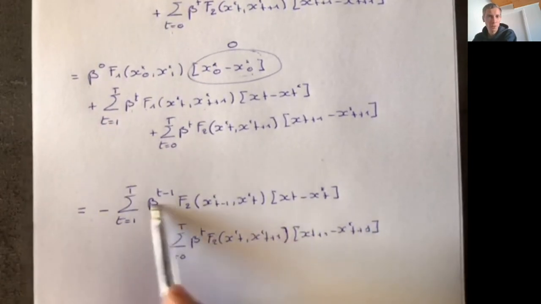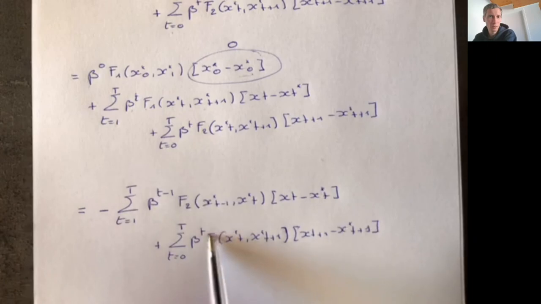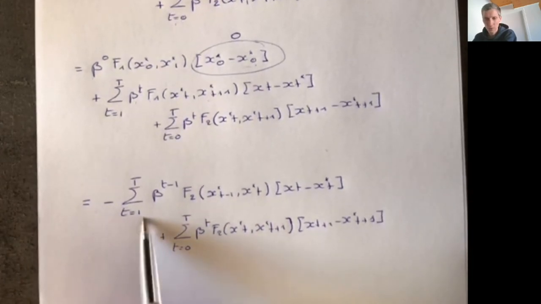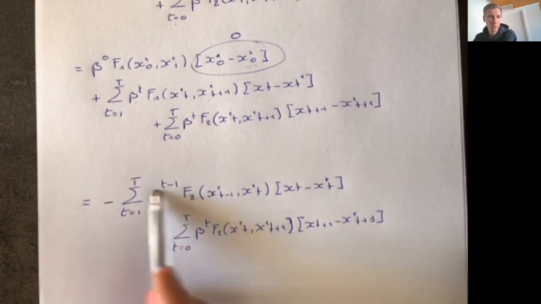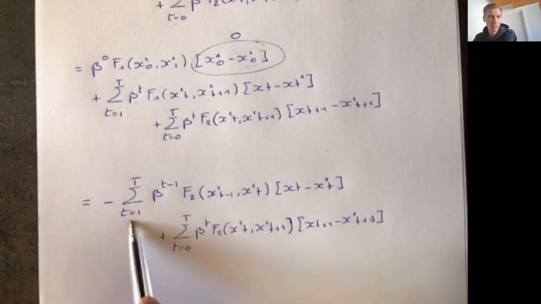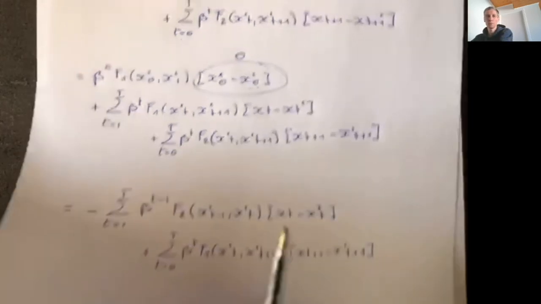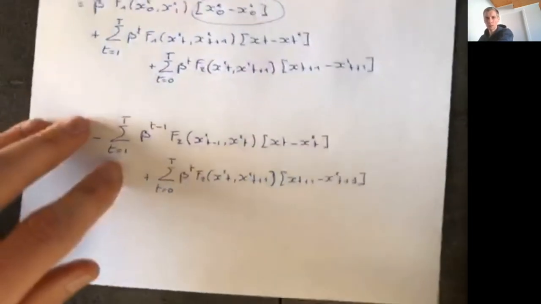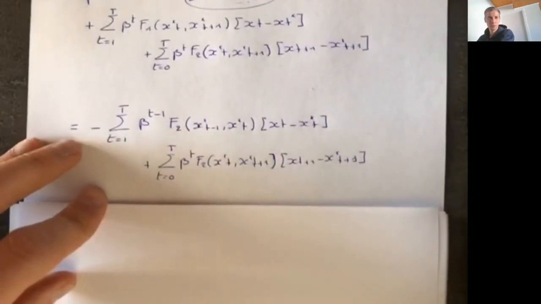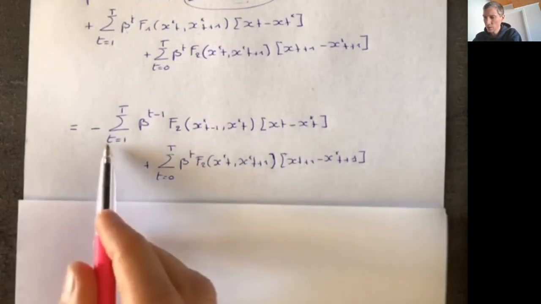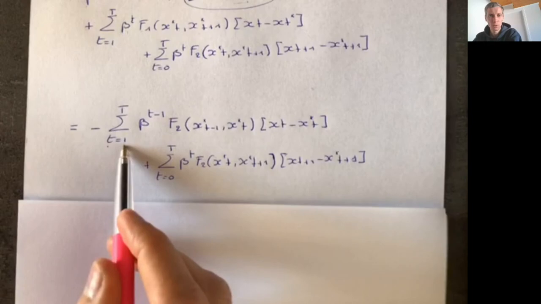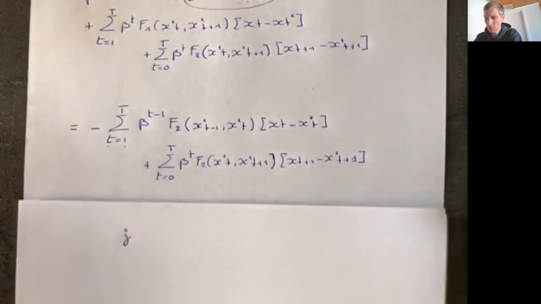So here I have something minus f2, here I have f2, so we would like these to cancel out. And it's possible to cancel out because this goes from t equal to 1 to t and this goes from t equal to 0 to t, right? So first of all, we have to change the index, not running from 1 to t, but running from 0 to t minus 1. And we're going to do this by a change of index, a change of variables, you could say. So if t is equal to 1, I want, let me call this j.